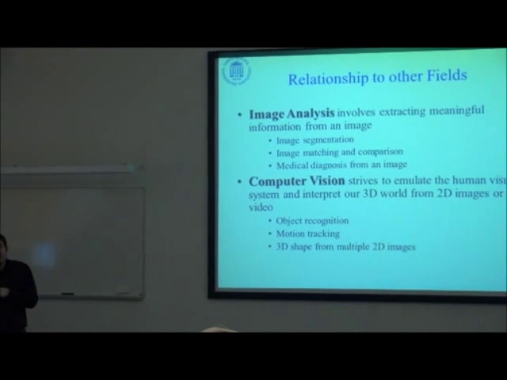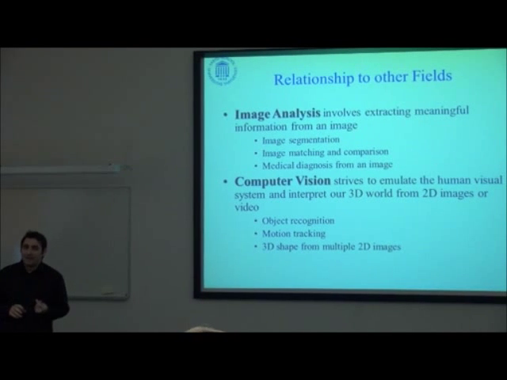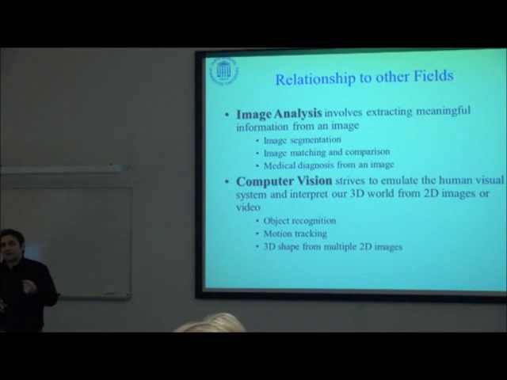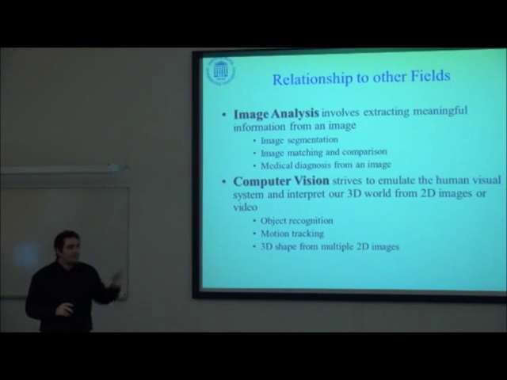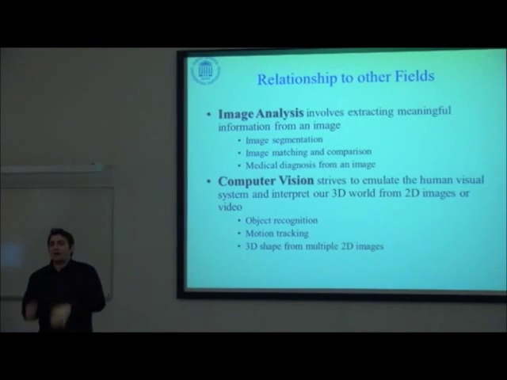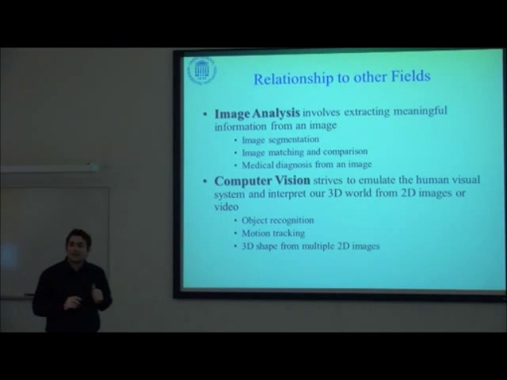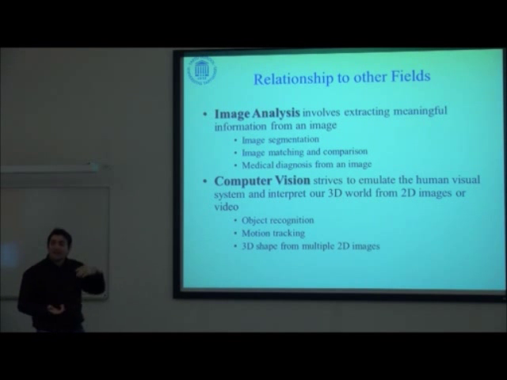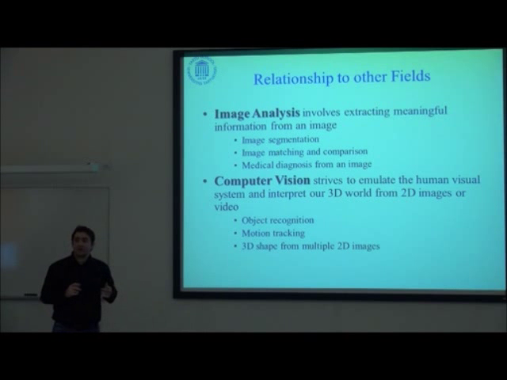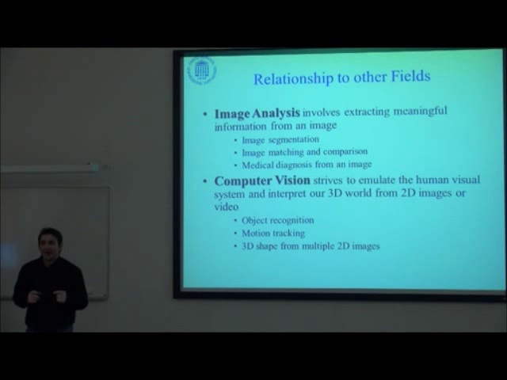Now, relationship between image processing and other fields. We have image analysis and we have computer vision, which in the next slide, you will see are in line with image processing. And we will see their differences. Image analysis, as the name suggests, analyzes what is inside an image. Information retrieval is a very good example of that. And computer vision is actually simulating human vision. It tries to interpret an image. It tries to do object recognition. It tries to do tracking.